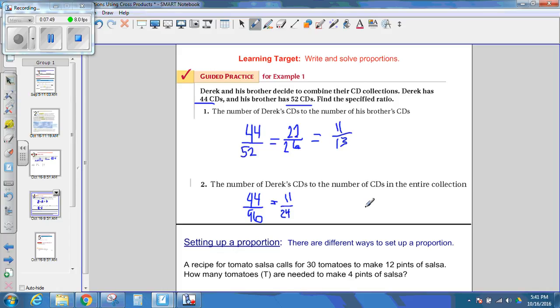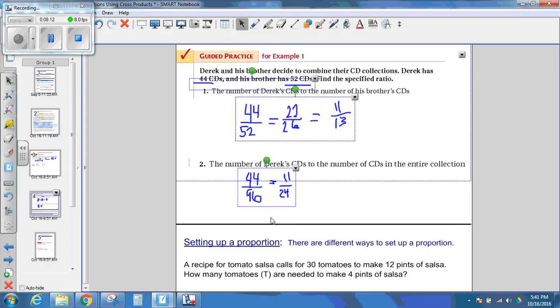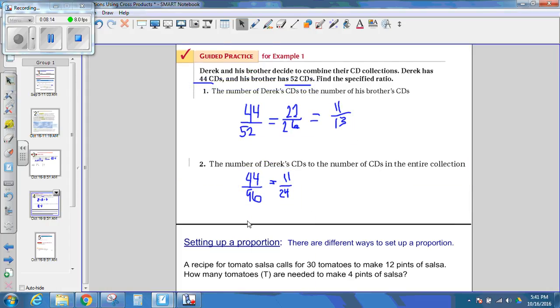Okay. So if we talk about setting up a proportion, there are different ways that we can set up a proportion. Think of a recipe for tomato salsa that calls for 30 tomatoes and makes 12 pints of salsa. How many tomatoes are needed to make 4 pints of salsa? This would be an example where we actually need to solve or simplify a proportion. Let's write all this up.